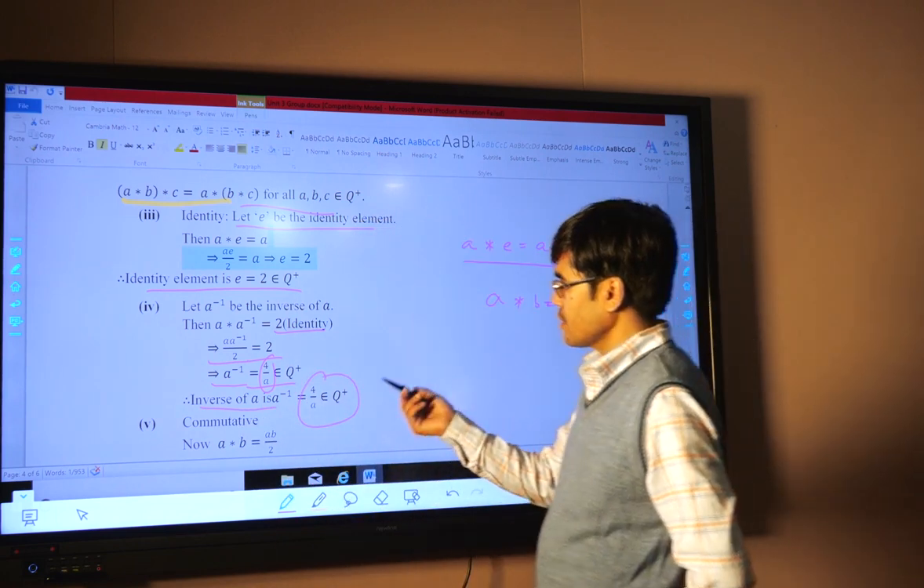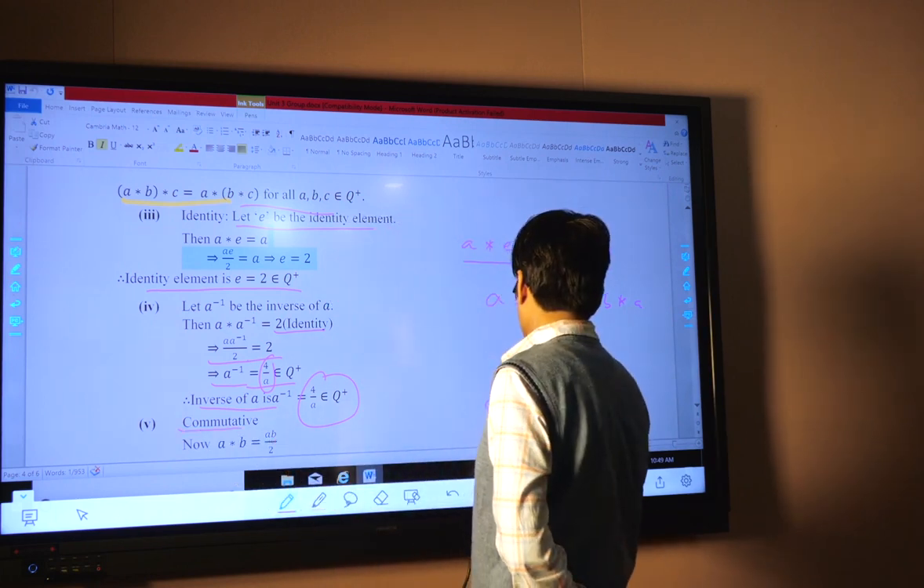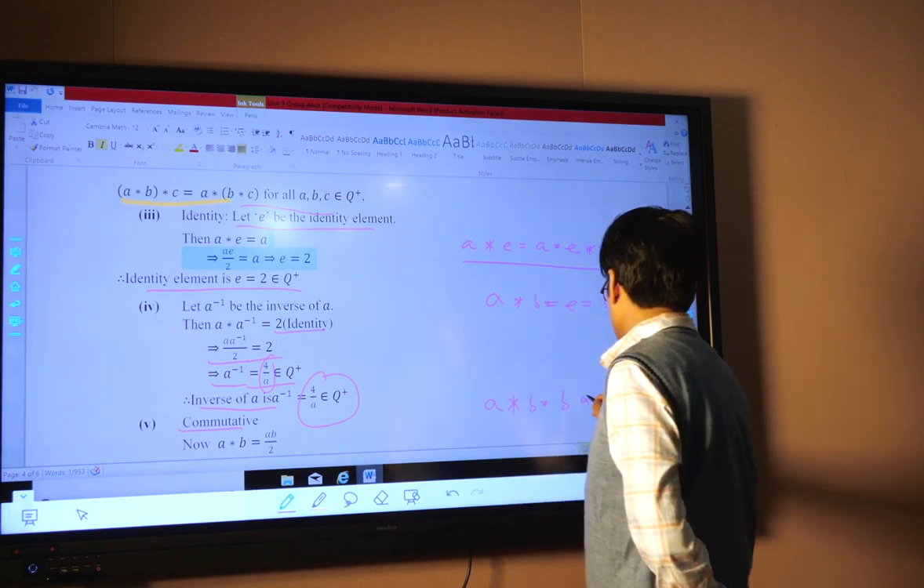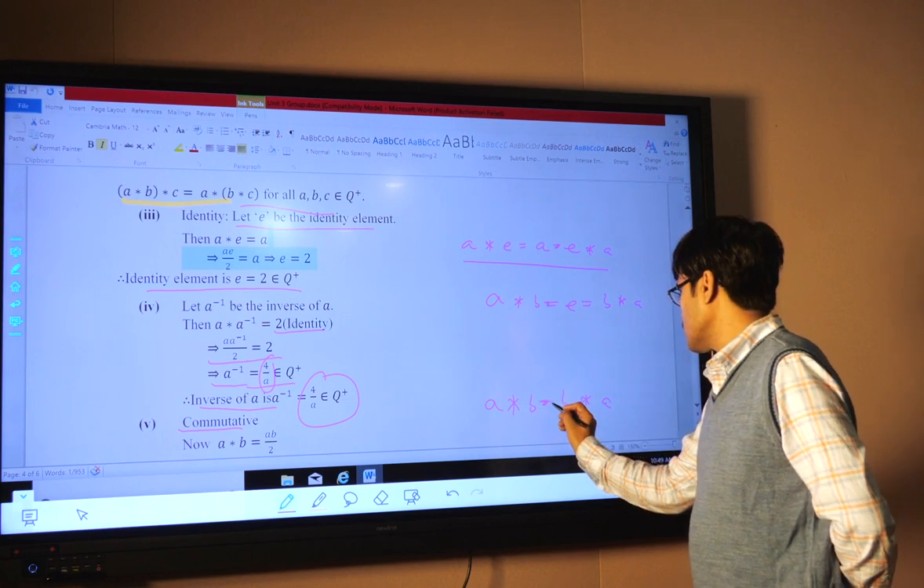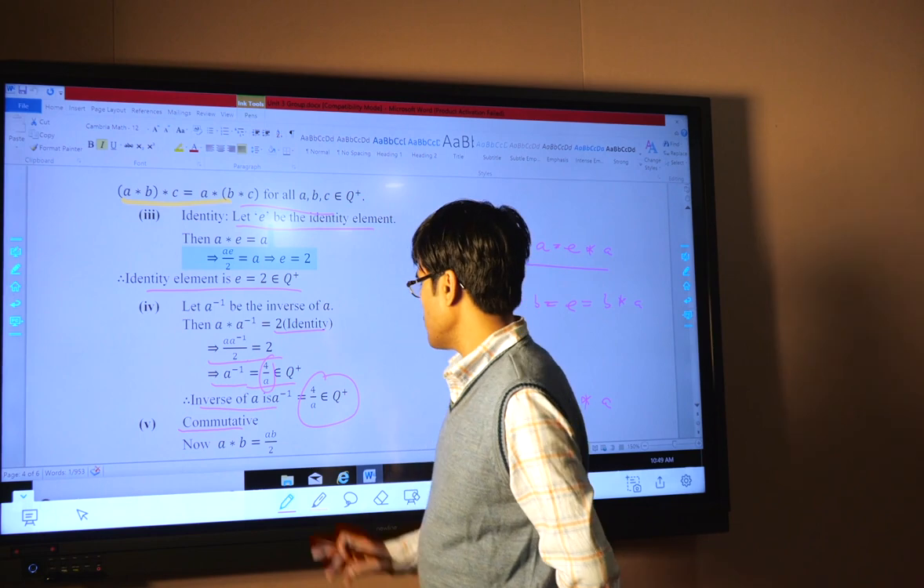Now we check the commutative property. For commutative, we need a star b equal to b star a. So a star b is equal to ab by 2.